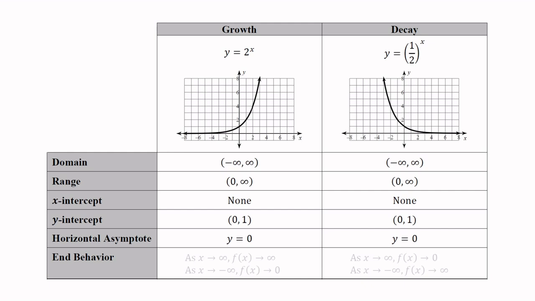For growth end behavior, you're going to infinity on the right side, but you're going to your asymptote on the left. For decay, it flips. You're going to your asymptote on the right, and you're going to infinity on the left. So just a little bit of comparisons between growth and decay. Changing from a growth function to a decay function, but changing nothing else, does not change many of our key features.